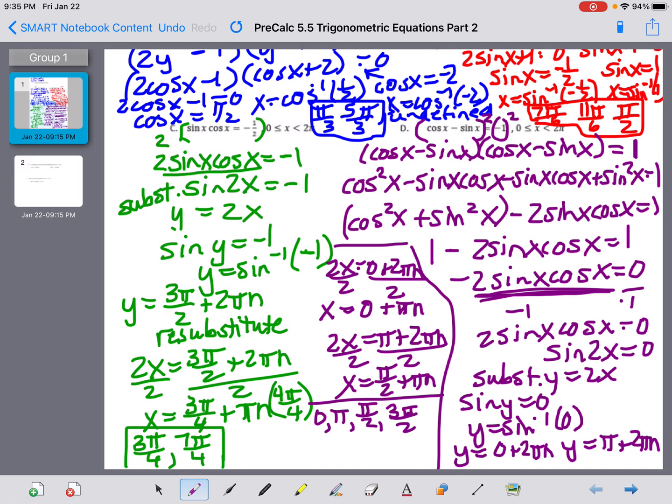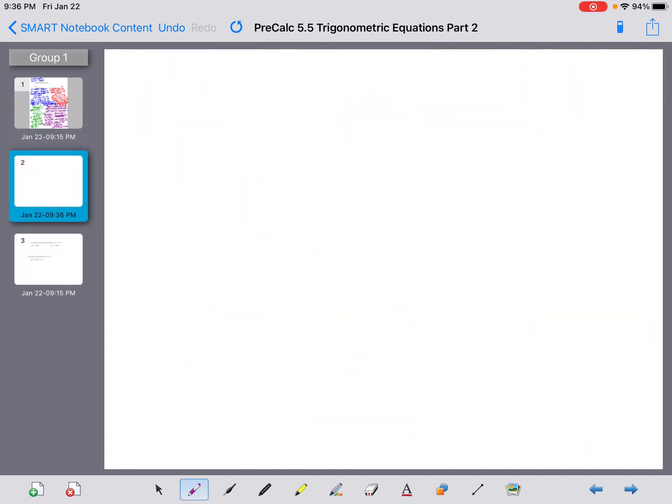Okay. I warned you at the beginning, though, we have to be super, super careful that we actually check our answers, okay? Because of that squaring, this is going to change things up a bit. So I have 0, pi, pi over 2, 3 pi over 2. So it's actually all my axes, right? I'm going to get a fresh sheet of paper to check this because I'm going to run out of space.